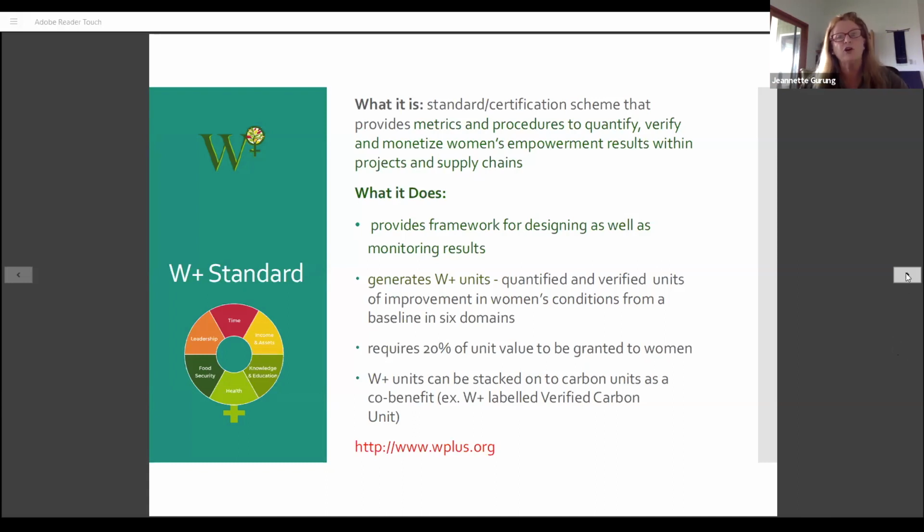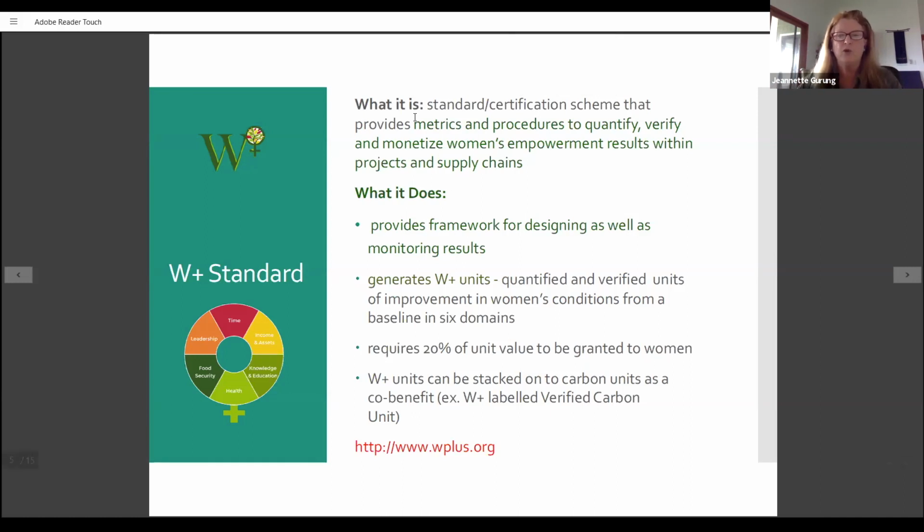A W+ unit can be stacked on to a carbon unit. It doesn't have to be, it's also a standalone, but for those of you out there who know about carbon measurement systems, it can also be part and parcel of a verified carbon unit. So it's a label for women's empowerment onto a VCU.